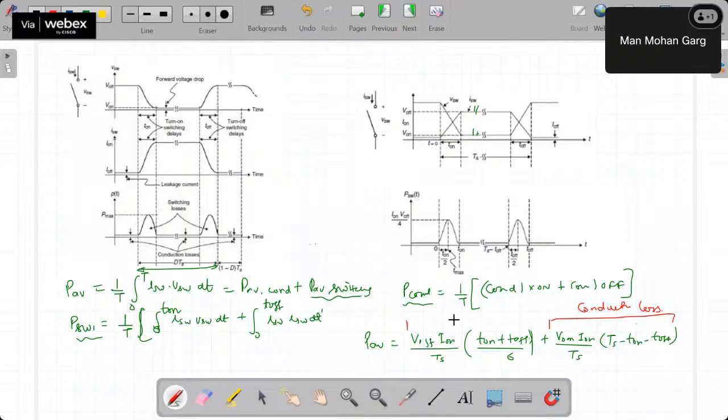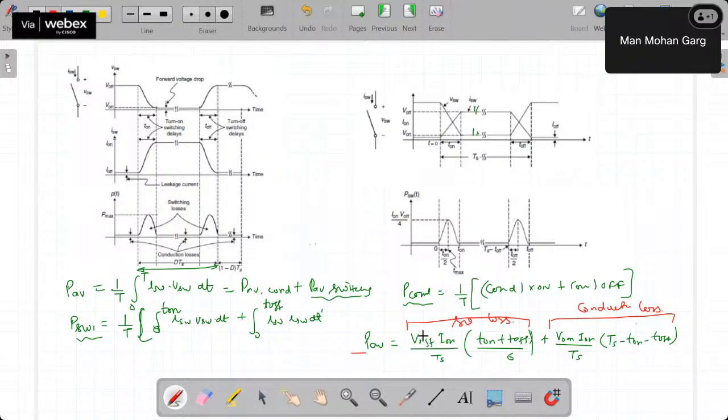This is conduction loss and this is switching loss. So switching loss is dependent upon V on and the switching periods T on, T off and Ts. So 1 upon Ts is what? Switching frequency, 1 upon Ts.